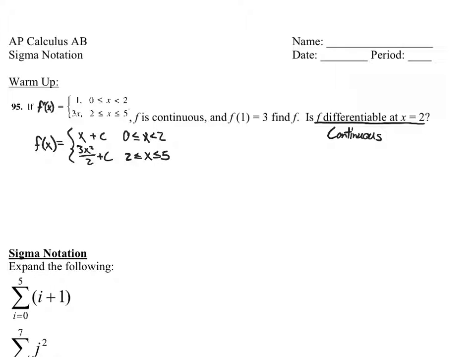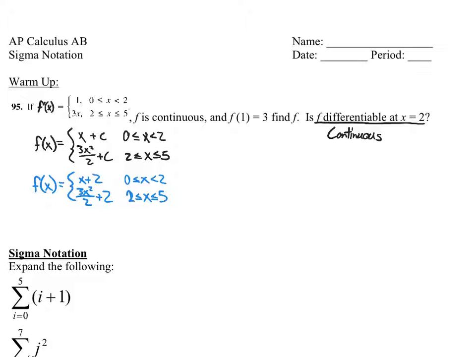So I now know that my actual function f of x is x plus 2, and the other piece is 3x squared over 2 plus 2. Here it's when x is between 0 and 2, and here it's when it's between 2 and 5. Okay, so there's the function that we're looking for.